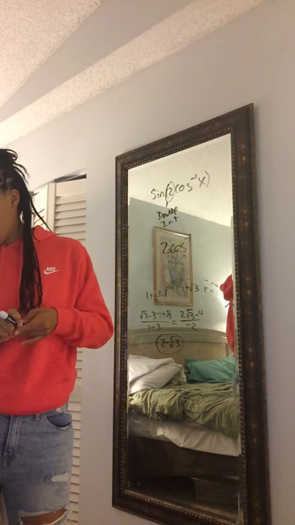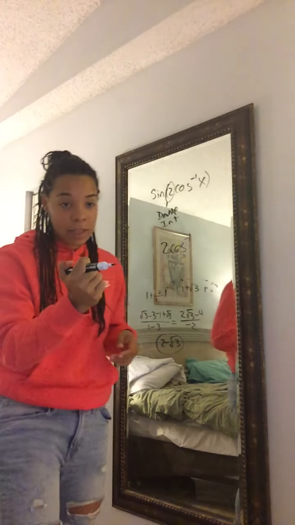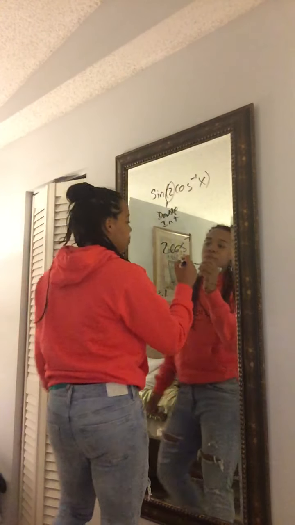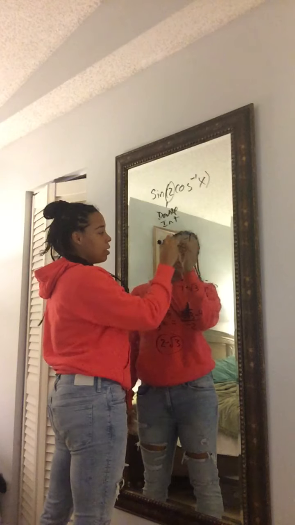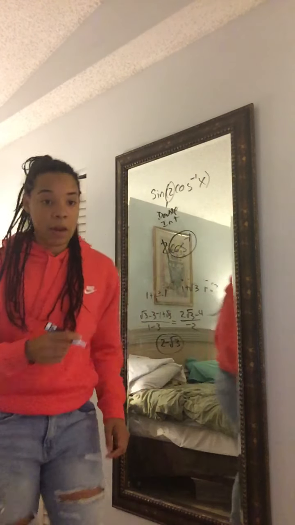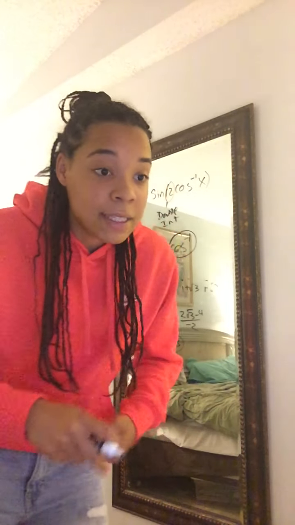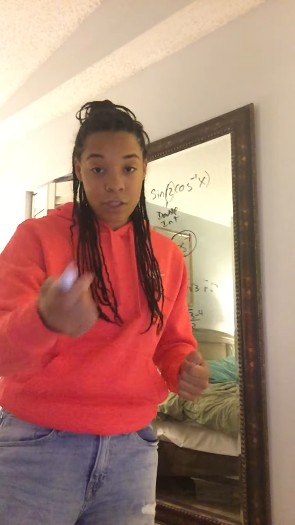And so that just left me with one option. The correct answer is just renaming it. Just don't use the 2. You're just going to rename it with cosine negative 1 x as theta and use the double identity to solve.